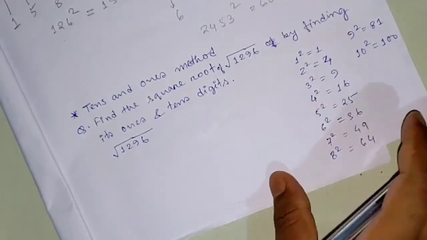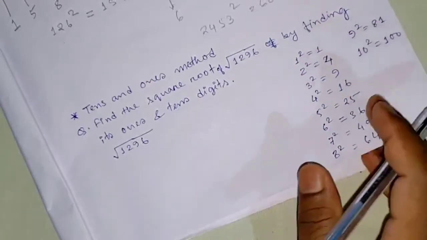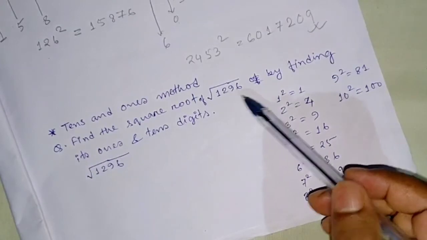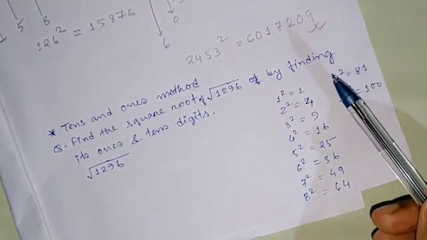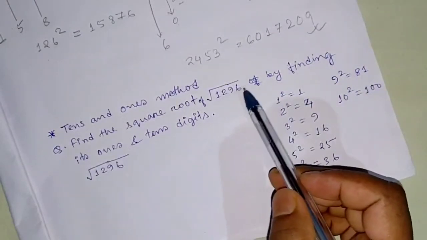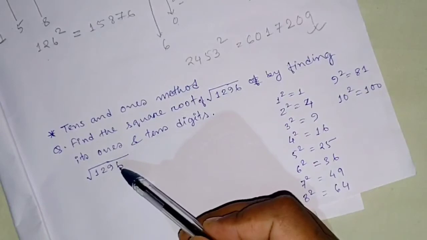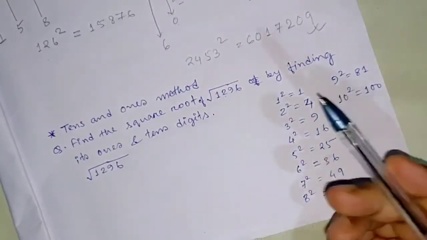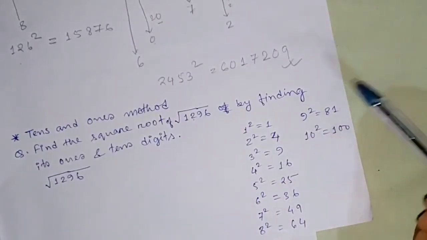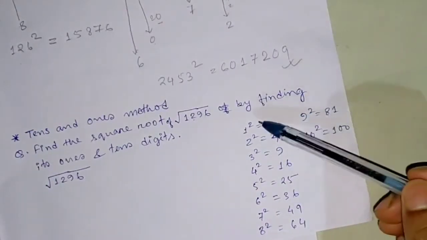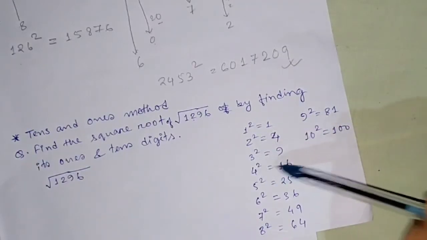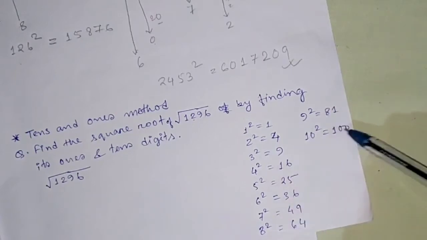Okay. So hello students, today we will learn finding the square root of any number by the tens and ones method. Okay, tens and ones method, and today's number is 1296, and we have to find the square root of 1296. So how can we find it? For that you have to remember the square table from 1 to 10. 1 square is 1, 2 square 4, 3 square 9, 4 square 16, like that up to 10.